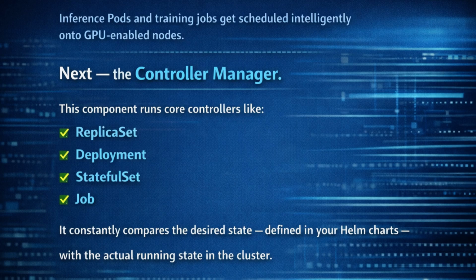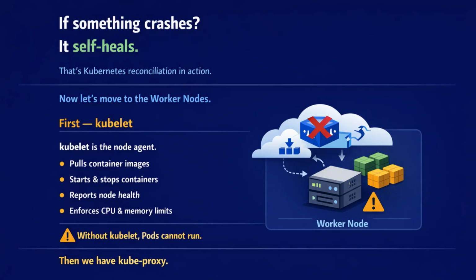Next, the controller manager. This component runs core controllers like replica set, deployment, stateful set, and job. It constantly compares the desired state defined in your Helm charts with the actual running state in the cluster. If something crashes, it self-heals. That's Kubernetes reconciliation in action.